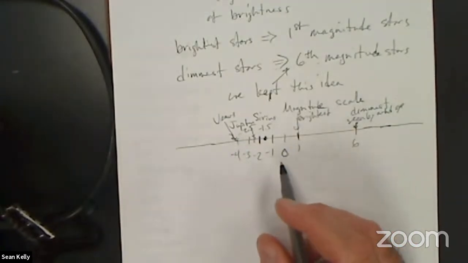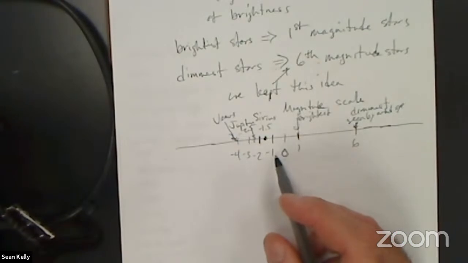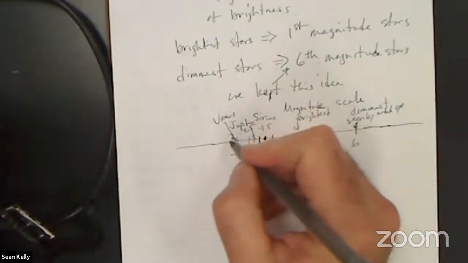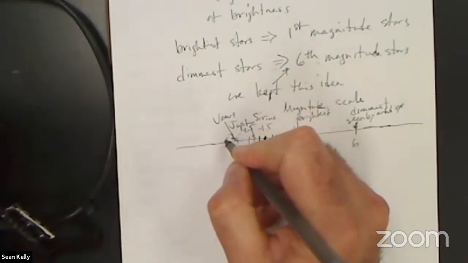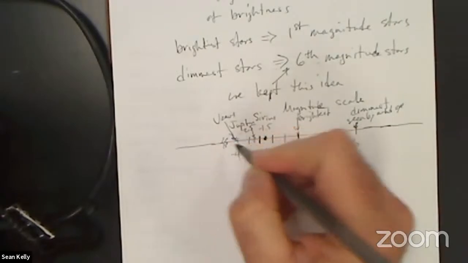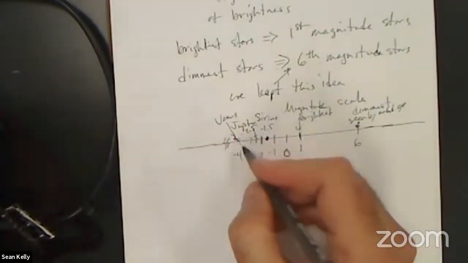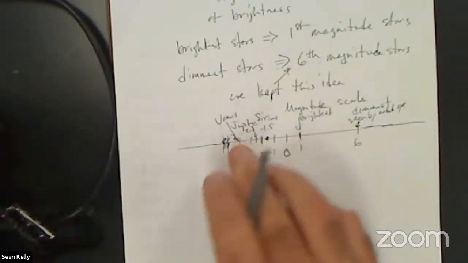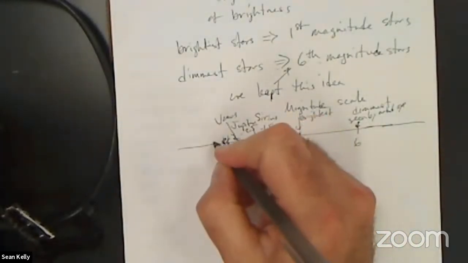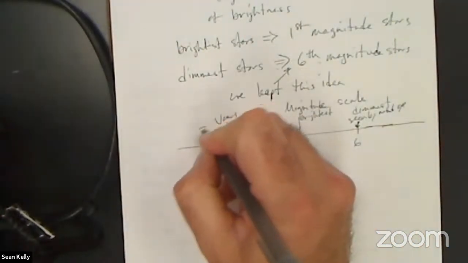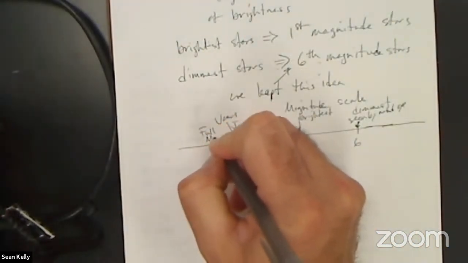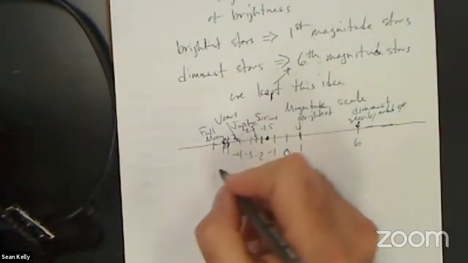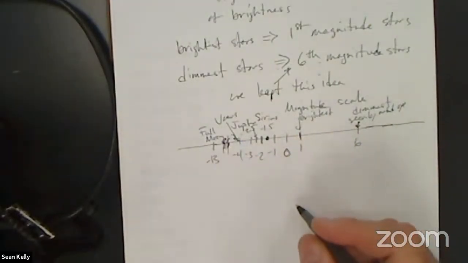Okay, so is there anything brighter than a planet? And the answer is, of course. And in fact, we had it not too long ago. I'm going to actually need to break the scale a little bit, because I have to go really far down, and I'm going to put the full moon. And the full moon is about negative 13.